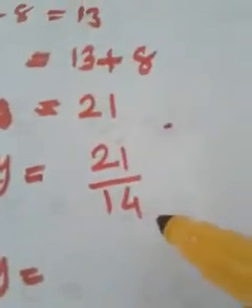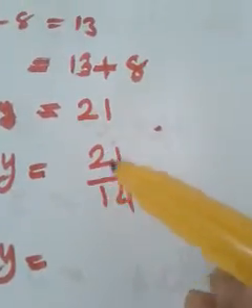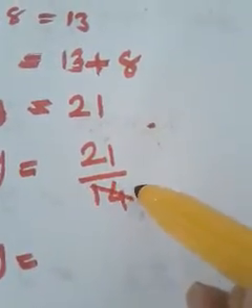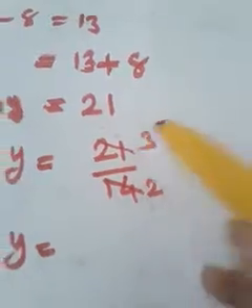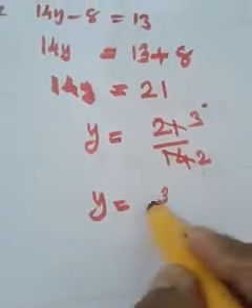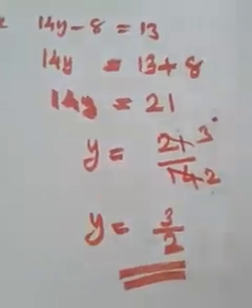Can you cancel with any number? Yes, because 7 is a common factor for 21 and 14. In 14, how many 7s are there? 2. In 21, how many 7s are there? 3. So the answer for y is 3 by 2. We got the value of y as 3 by 2.